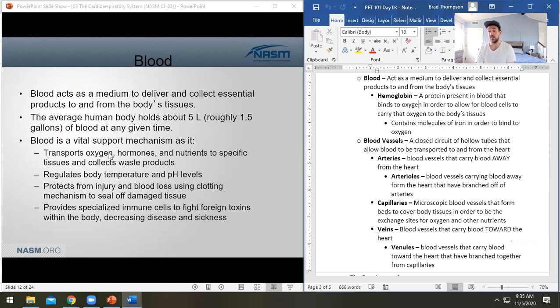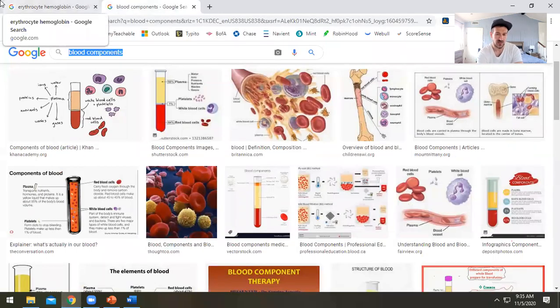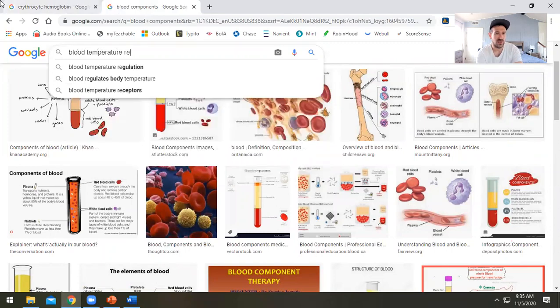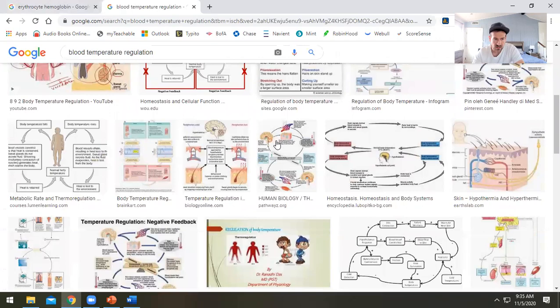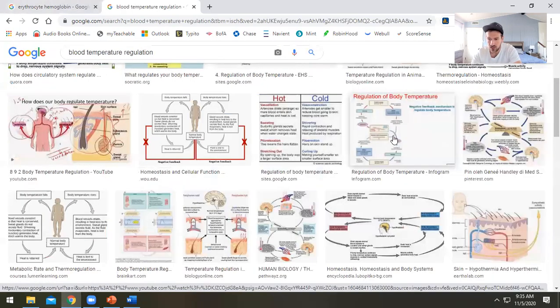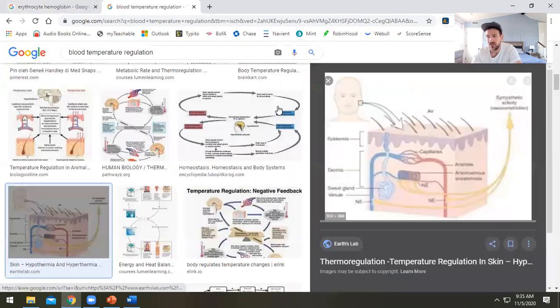Its job is to help regulate your temperature. If you look at your skin, blood temperature regulation. Let's see if I can get a picture like I want. Yeah, that'll work. Oh, it's too small. Okay, this will actually kind of work.